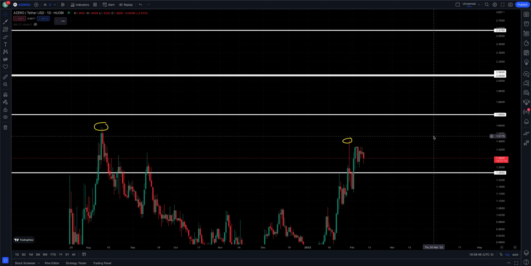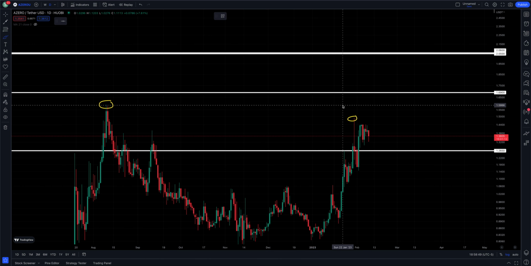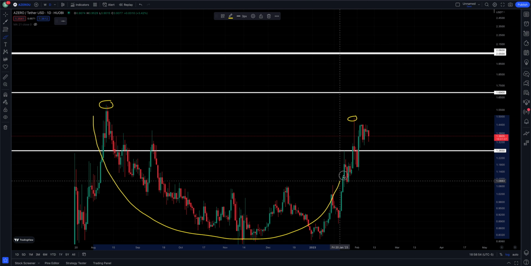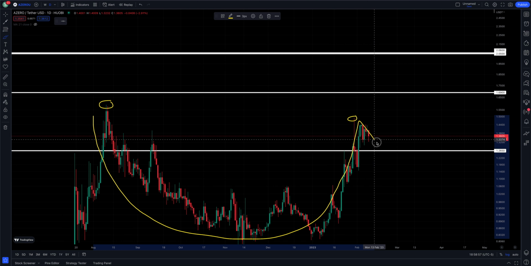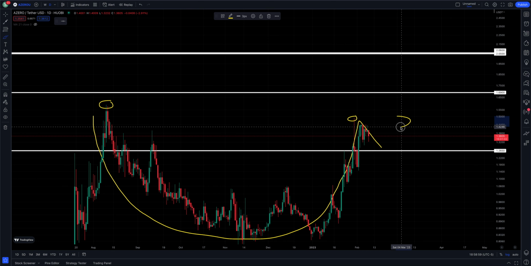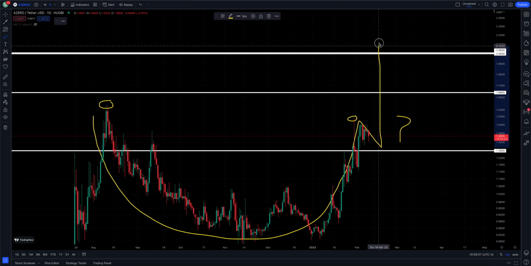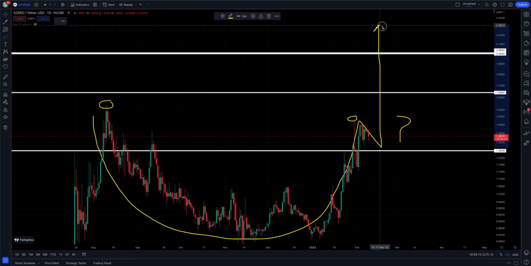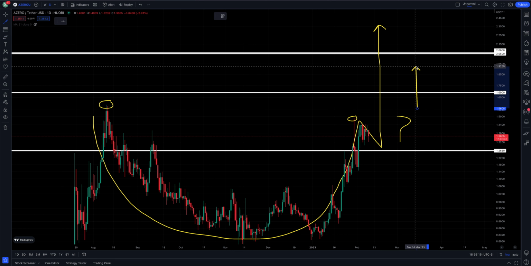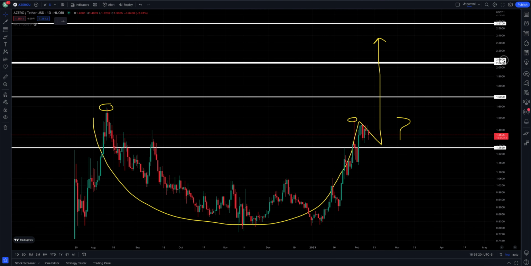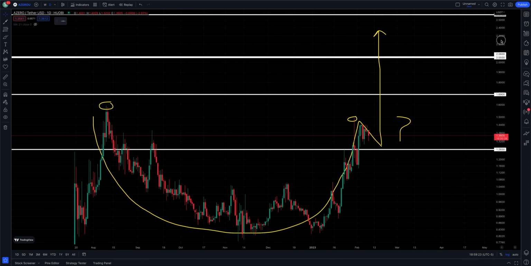$1.3605. Guys, this thing could be, and it almost has a look to it, a giant basing structure here. Maybe it's a cup with handle. Maybe we're in the process right now of building that cup, the handle on the cup. If that's the case, I would be looking for a huge bull move to the upside, easily getting up to that $1.69, 2.05, 2.06, and perhaps even higher up there to the 2.57 range.